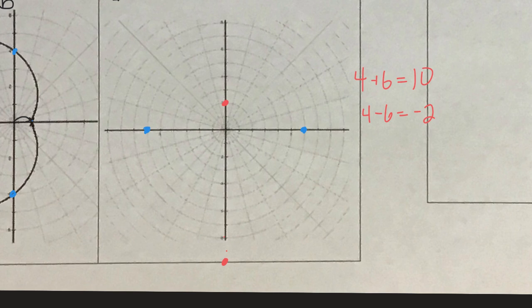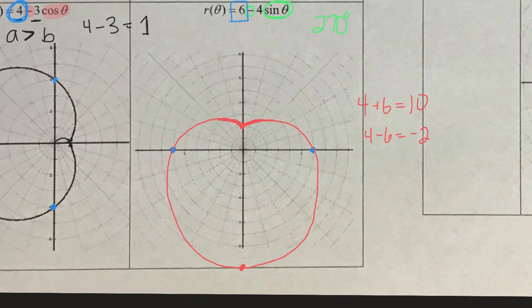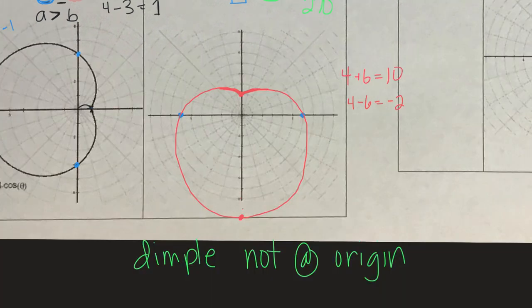So there's going to be a dimple here at negative 2, right? So we're going to put a little dimple to tell ourselves that there's a dimple here. And then you're going to do your best to make it look semicircular as it goes through these points. Just semi, it's not a circle, but it's not an oval either. So this is a limacon with a dimple not at the origin. The A value is greater than the B value. We have a dimple, but the dimple is not at the origin.